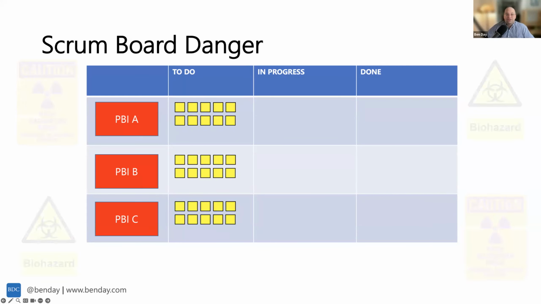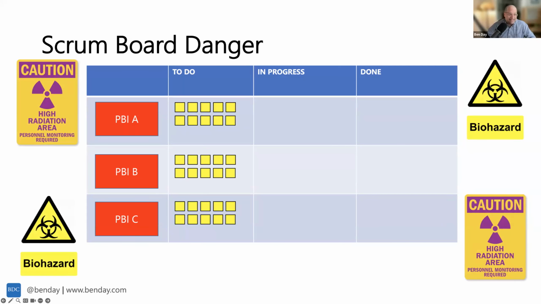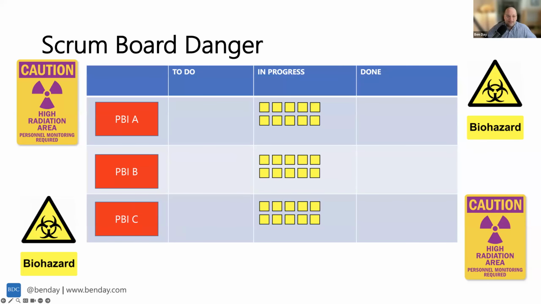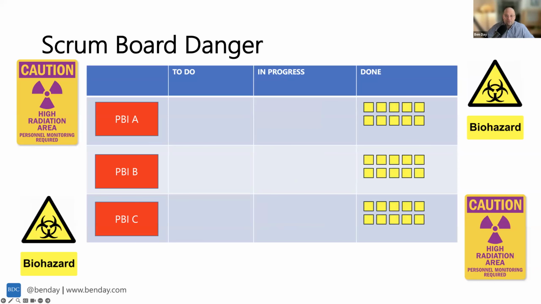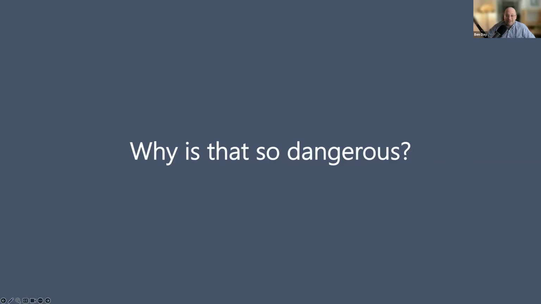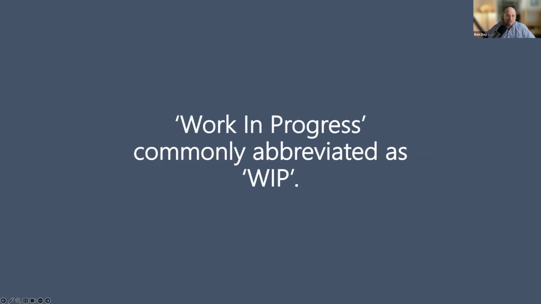But the real danger that you run into, I see this again and again and again, and I don't know why this makes so much sense to teams that they want to work this way, but here's the Scrum board danger I see all the time. So you've got 3 PBIs inside your sprint, and on day number 1, everyone takes a PBI and it goes to in progress. So we've got 3 things in progress right now. And what we're hoping for is that we eventually drive that all to done. That's super, super dangerous because there's too much work in progress. Work in progress is commonly abbreviated as WIP, W-I-P.